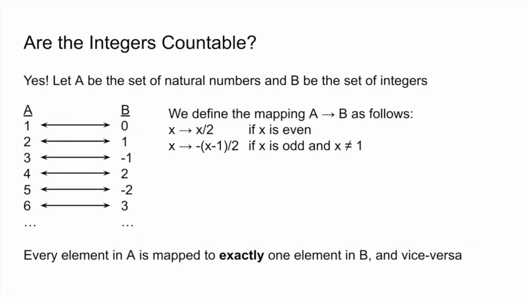Are the integers countable? The answer is yes. We can let A be the set of natural numbers and B be the set of integers, and we can pair 1 in A with 0 in B, 2 in A with 1 in B, 3 with -1, 4 with 2, 5 with -2, 6 with 3, and so on. And notice that every natural number is mapped to exactly one integer and vice versa. So this is a one-to-one correspondence. And since a one-to-one correspondence with the natural numbers exists, the integers are countable.